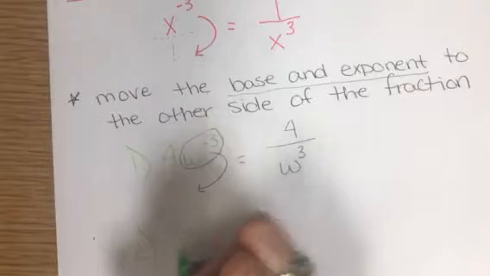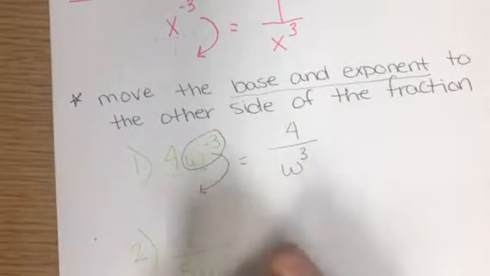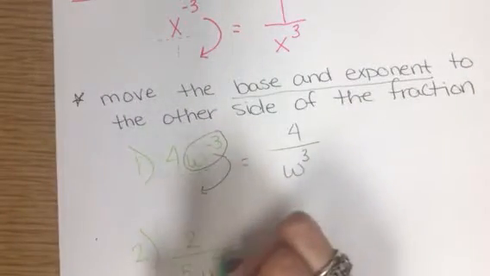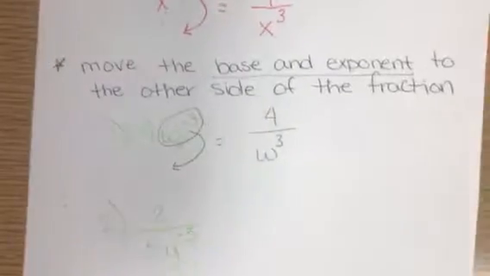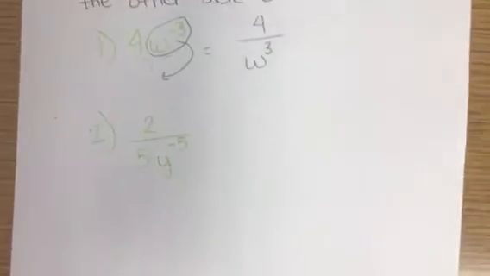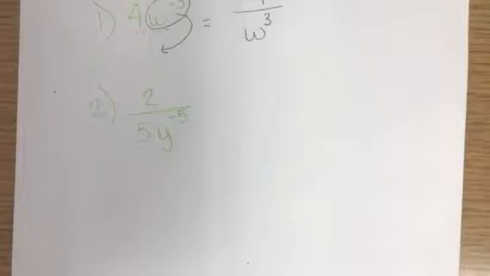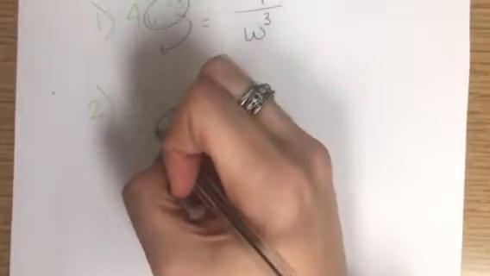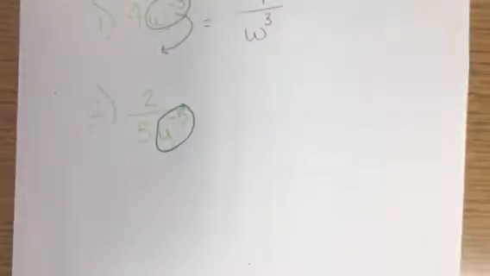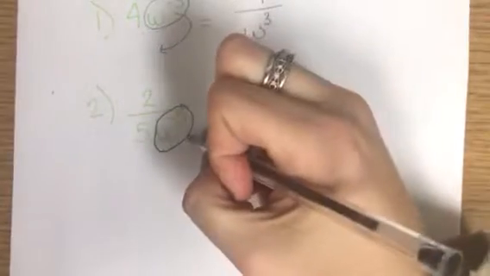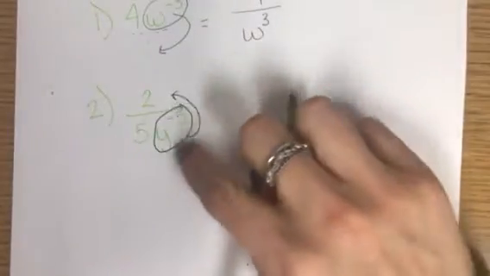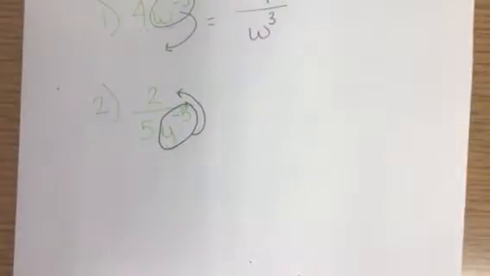Maybe we have something like 2/5 over y to the negative 5. If we look at this problem, our piece here that's negative is this y to the negative 5th, which means the 2/5 isn't moving, it's staying put, and this y is what's going to move to the other side. So now it's currently on the bottom, which means we need to move it up to the top.